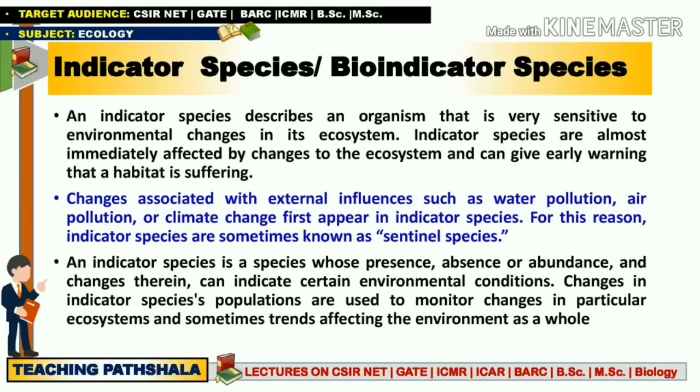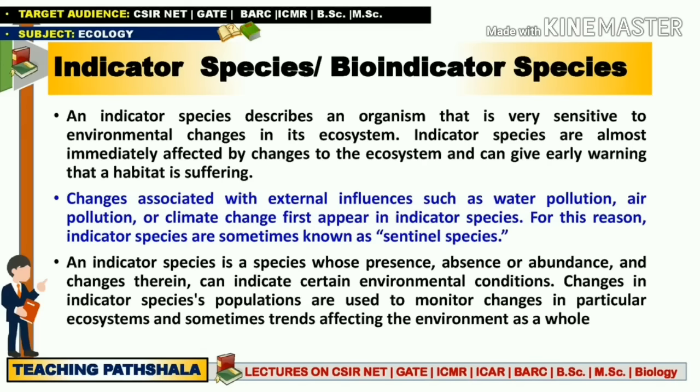So the indication may be due to the presence, it may be absence, or it may be abundance. For example, suppose there is a particular environment that is a healthy environment. There you are going to see the abundance of, let's consider, a species A. So there is an abundance of species A in that particular healthy environment. All of a sudden, if there is any kind of pollution or adverse condition, there will be a decrease in the population of species A, and that is going to indicate to us that yes, there is something wrong with this ecosystem. That is why we couldn't see the abundance of species A.